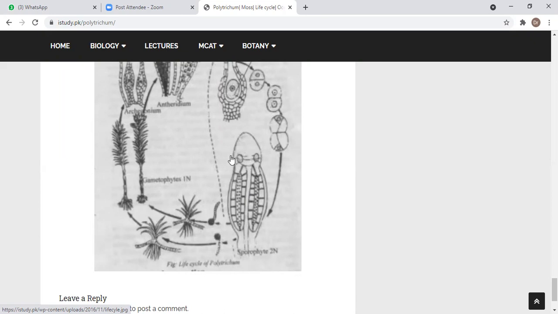These peristomial teeth are mostly hygroscopic and helpful for dispersal of these spores into the wind. When the spores are mature, due to the loss of water from the peristomial teeth, it gets loose enough, the operculum lid gets loose and is thrown out, and all the spores are dispersed into the wind.